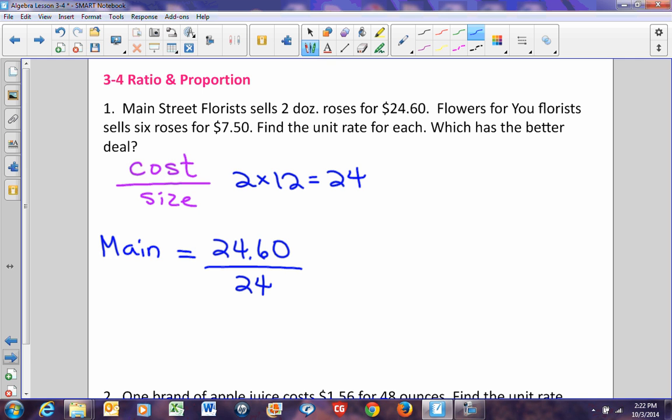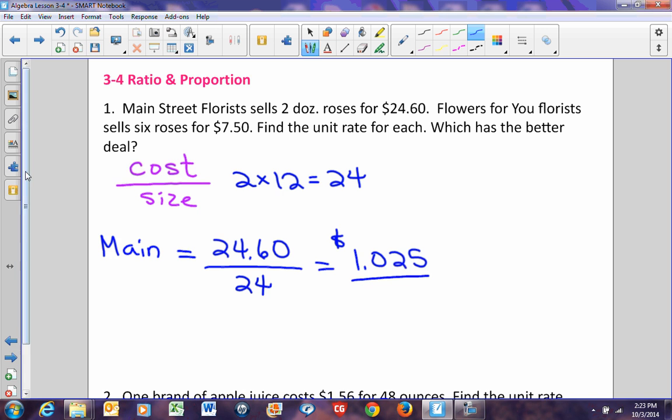There's 12 somethings in a dozen. So if I take $24.60 and I divide that by 24, I'm going to get $1.025. Now, obviously, you can't have $1.02.5 is basically what that's saying. Really, you can't have 2.5 cents, but for the intents and purposes of being able to compare these, we need to take it out that far for now. It would round to about $1.03 per rose.